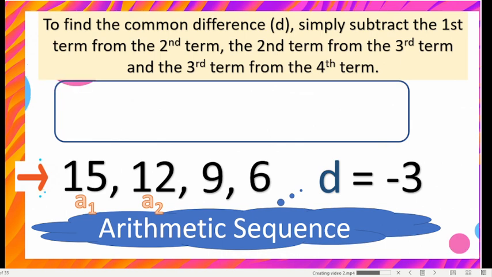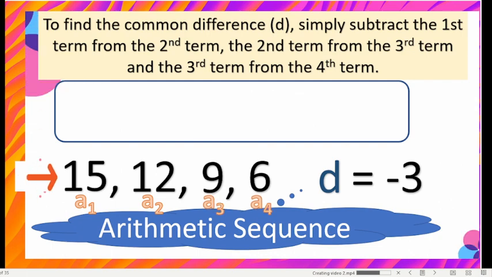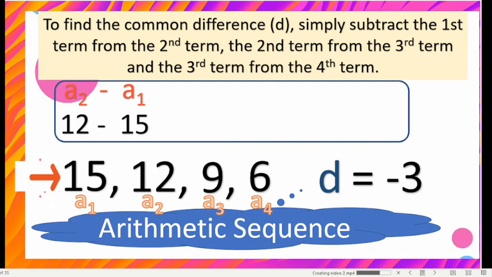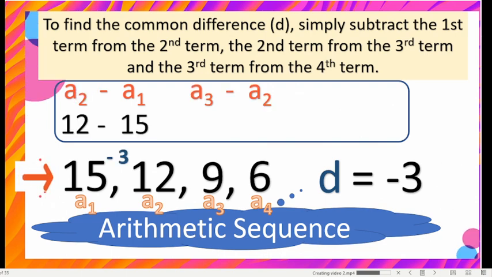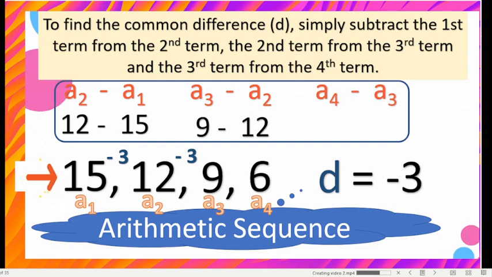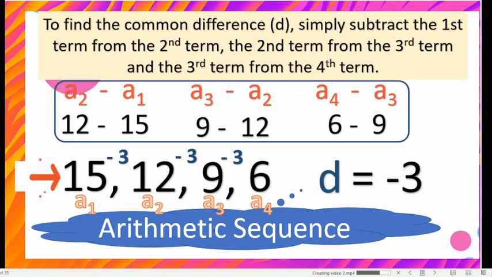So 15 is represented by a sub 1, 12 is a sub 2, 9 is a sub 3, and 6 is a sub 4. So a sub 2 minus a sub 1 is 12 minus 15, which is negative 3. A sub 3 minus a sub 2 is 9 minus 12. Again, it is equivalent to negative 3. A sub 4 minus a sub 3 is equivalent to 6 minus 9, and it is also equivalent to negative 3.